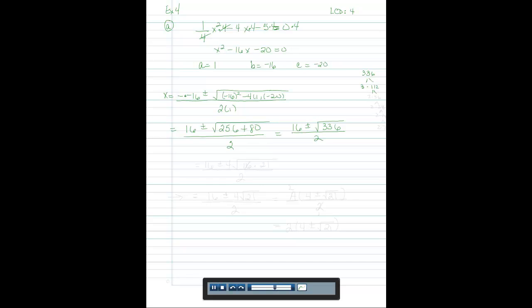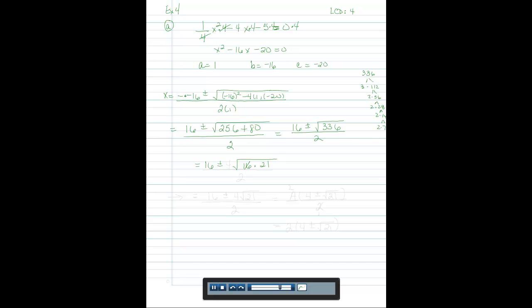We break down 112. We have 2 and 56. We break down 56. We have 2 and 28. Break down 28. We have 2 and 14. And break down 14. We have 2 and 7. Okay? So if you notice 2, 2, 2, and 2, we multiply those together, that is 16. So that's your perfect square factor. So here we have 16 plus or minus the square root of 16 times 21.